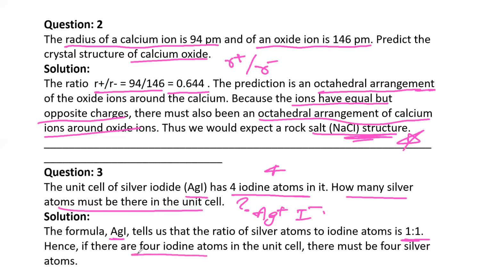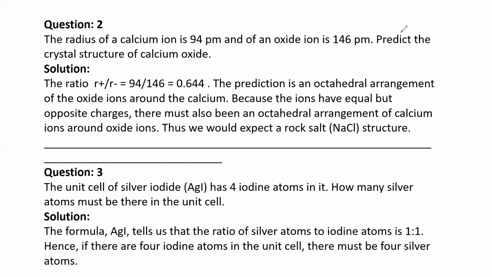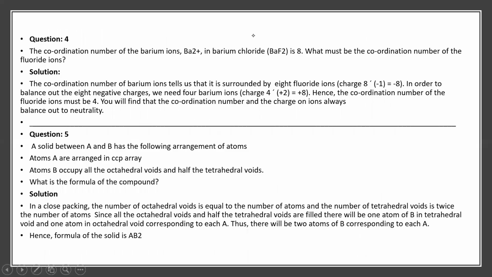So it is representing an NaCl type, where the ionic ratio is 1:1. So the number of atoms per unit cell is 1:1. So the answer is 4:4. That is, if 4 iodine ions are present, automatically 4 silver ions are present. So this question is clear for you. That is question number 3. Next question. Question number 4.